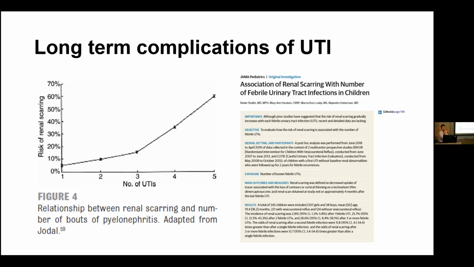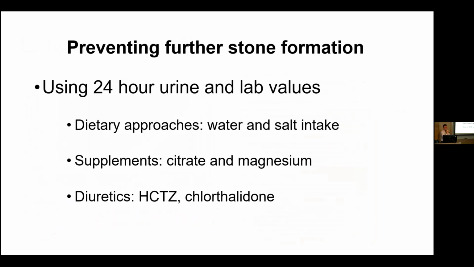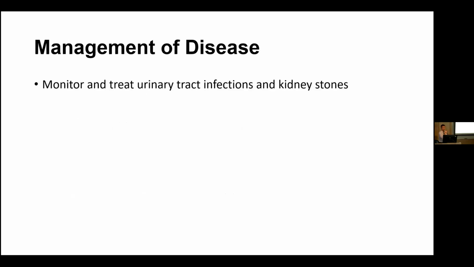So UTIs are important to manage and treat because we worry about kidney function if there are recurrent infections and scarring. In regards to kidney stones, there are some things that we can do. This is very generic for any patient with kidney stones, but we have some things in our toolkit, including 24-hour urine collections, laboratory values, as well as some treatments, which include dietary approaches with water and salt intake. We can recommend changes in supplements regarding changing what the urine looks like. And of course, diuretics, which can help hold on to calcium in the blood and prevent it from getting into the urine. All these things we can use depending on what we see in the patient's blood and urine to individualize the approach towards preventing further kidney stone formation.